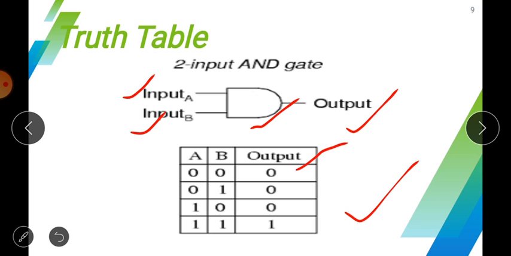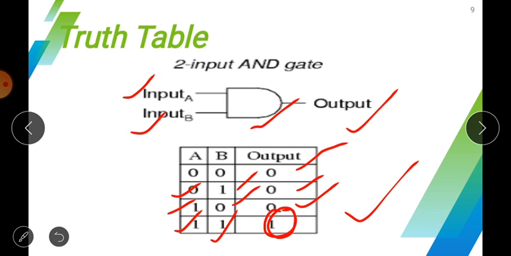When A is 0, meaning condition A is false, and B is 1, meaning the second condition is true, then also you will get the output 0, meaning there is no output, or you can say the result of the condition is false. Similarly, if the first condition is true and the second condition is false, the output is again false. The output is true only when both of the conditions are true. So this is the AND gate.